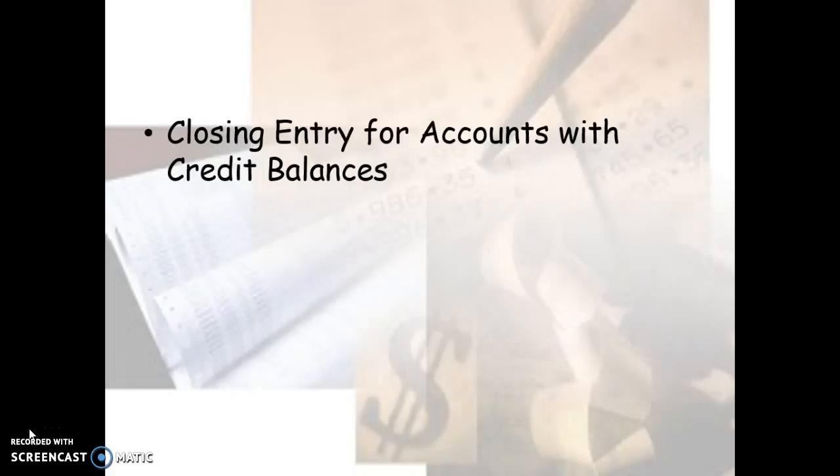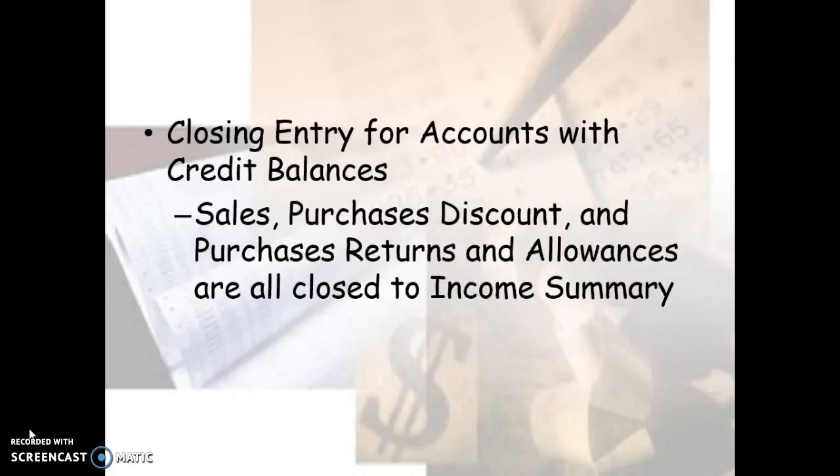So then what accounts are we looking at for closing with credit balances? So that would include our sales, purchase discount, and purchase returns and allowances. And we will close all three of these accounts into income summary. So this would actually be a 4-line journal entry.